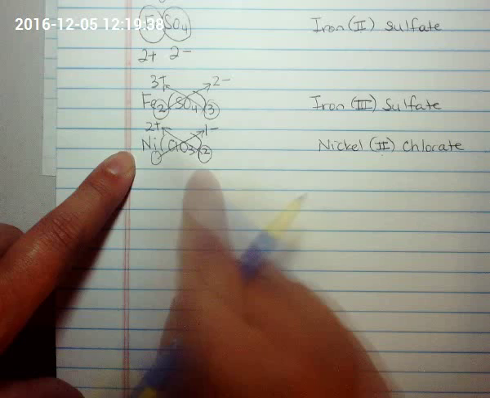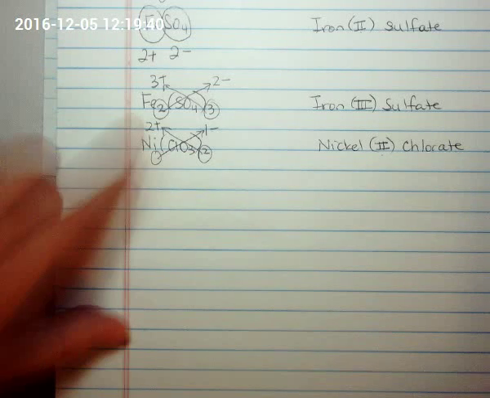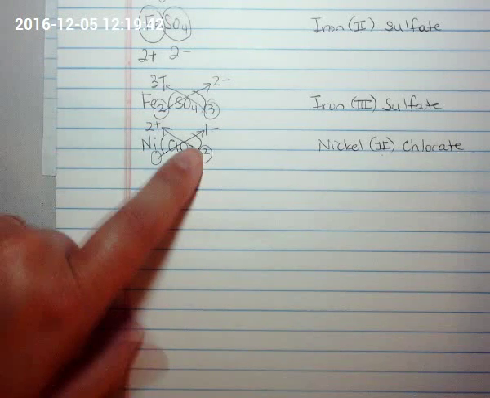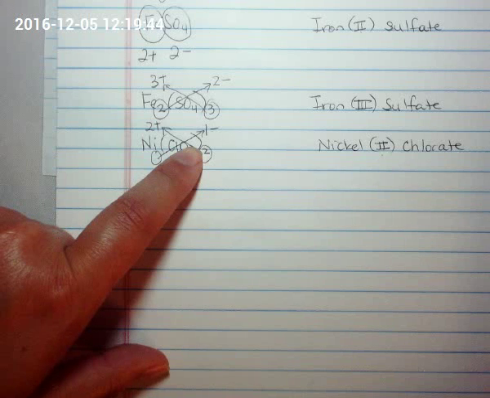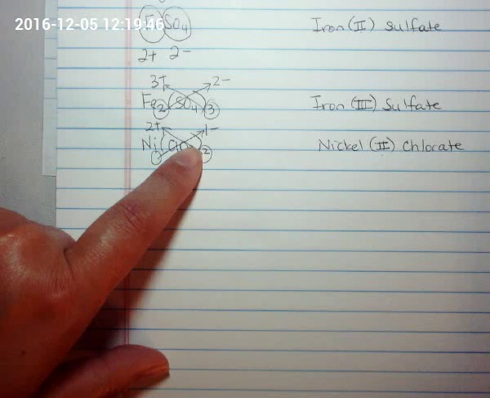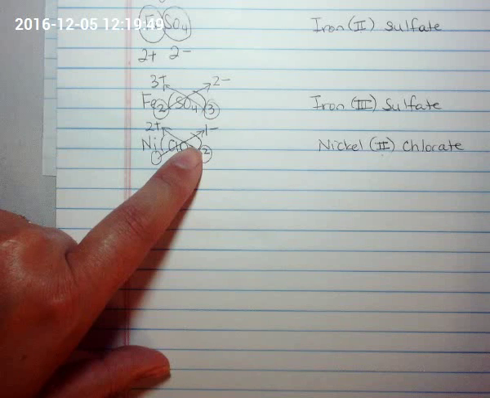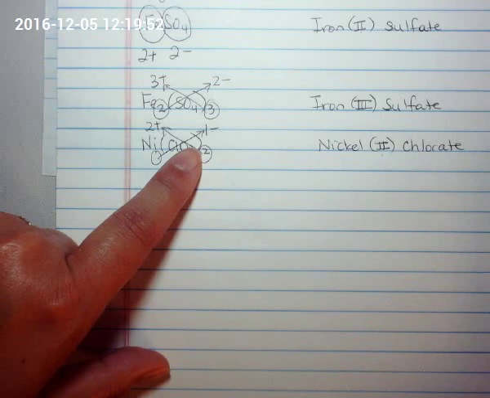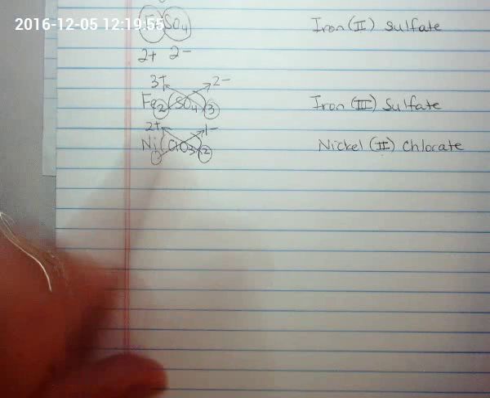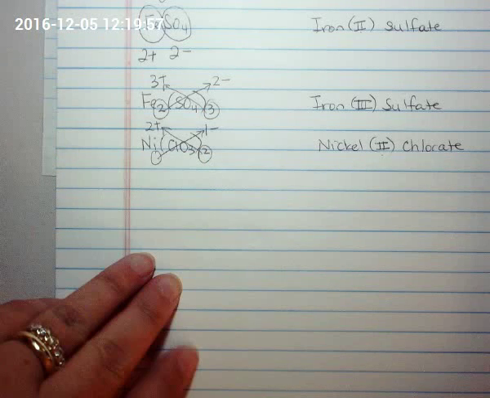I just undid the crisscross. You undo the crisscross, and then you just double check that the charge on the anion is correct. If it's not, you multiply by something to make it right. And whatever you multiply the anion by, you multiply the cation by as well. Okay? So what did we multiply by? No, this one was right.